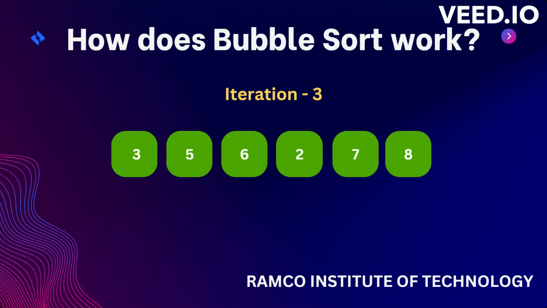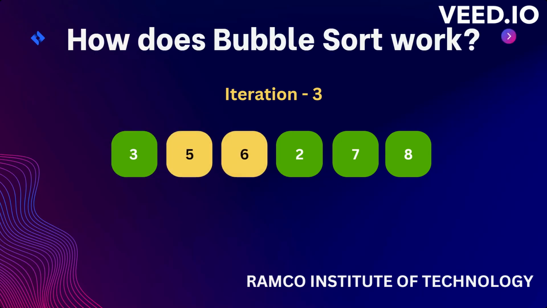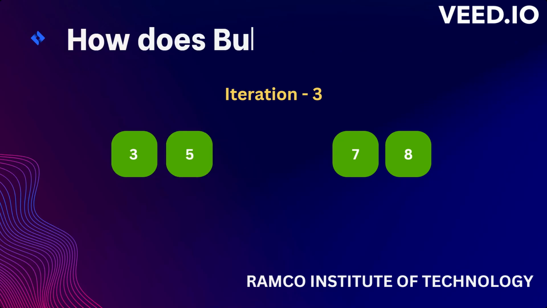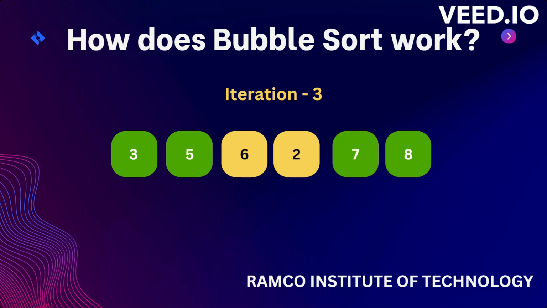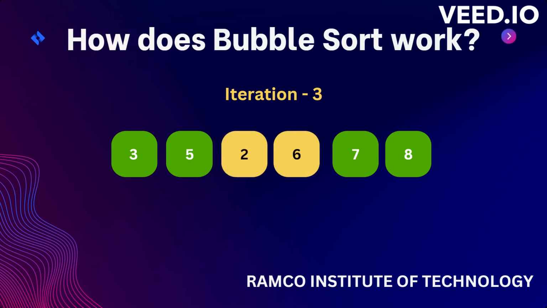So now we perform iteration 3. Here the first two elements are compared, that is 3 and 5. It is already in the sorted order, so no swapping is required. Then the next two elements, that is 5 and 6, are compared. It is already in the sorted order, so no swapping is required. Then the next two elements, that is 6 and 2, are compared. Here 6 is greater than 2. So swapping is necessary. So 6 is replaced by 2 and 2 is replaced by 6.